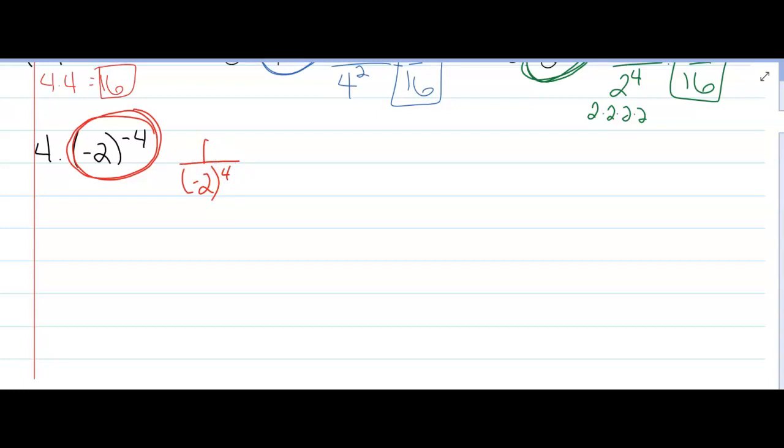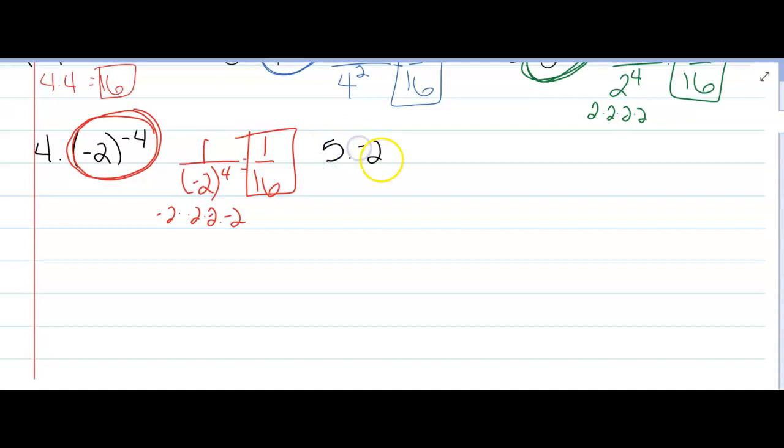So the parentheses are really important here because this is going to take negative 2 to the 4th power, which is negative 2 times negative 2 times negative 2 times negative 2, and 4 negatives are going to make a positive. So that's going to be 1 over 16. It's going to be positive.